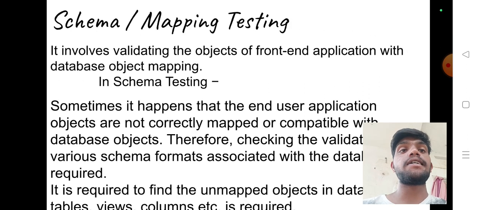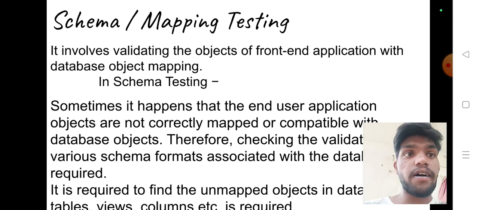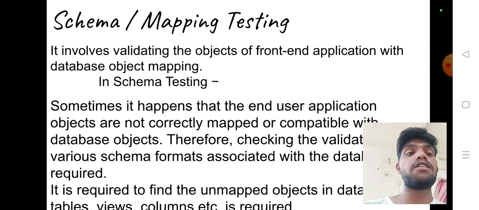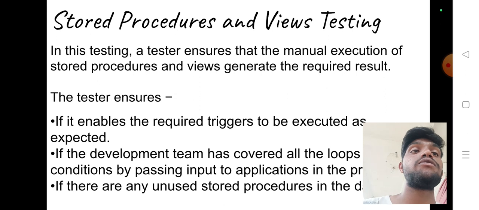Schema and mapping testing. It involves validating front-end application objects with the database object mapping. In schema testing, sometimes it happens that the end-user application objects are not correctly mapped with the database objects. Therefore, checking the validation of the schema format associated with the database is required. It is required to find the unmapped objects in data tables, views, columns, etc.